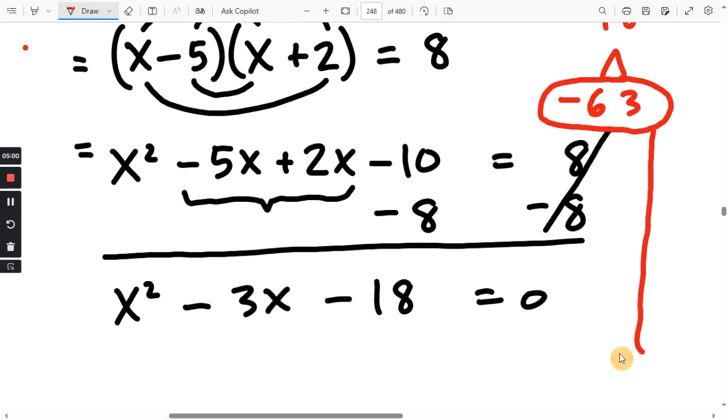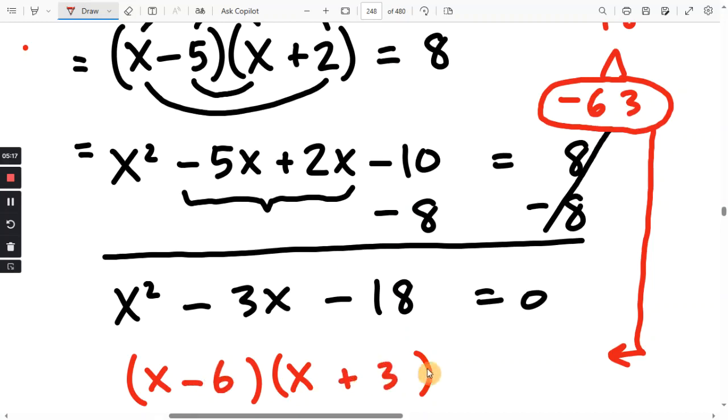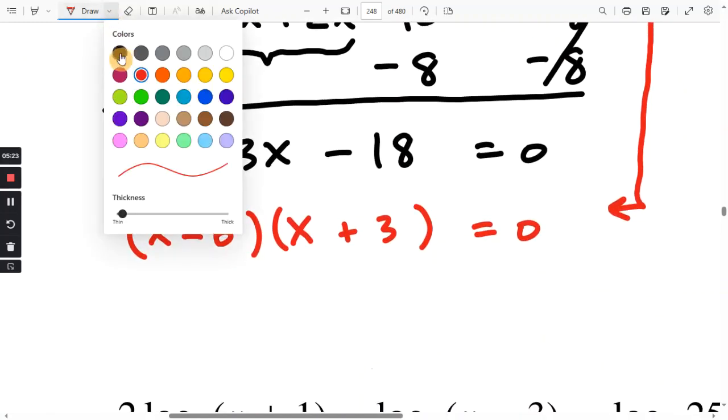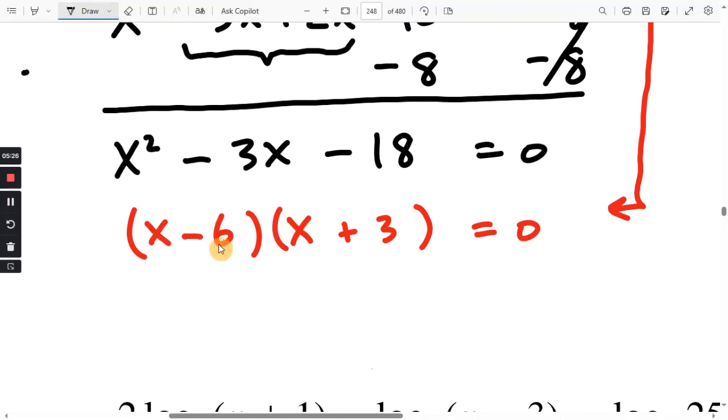We're going to use that in the new binomials. We're going to have two binomials, and we have an x squared, so it has to start with x times x, and we have minus 6 and plus 3, and that equals 0. Anything times 0 is 0, so you can set x minus 6 equal to 0 and get x equals 6. If you do x plus 3 equals 0, you get x equals negative 3, because negative 3 plus 3 equals 0.